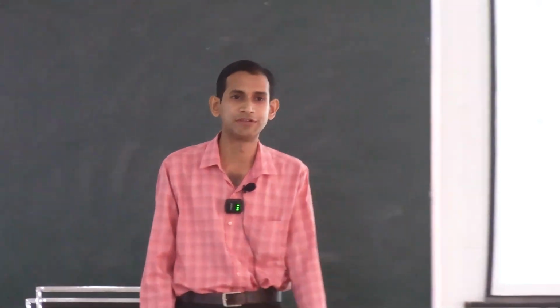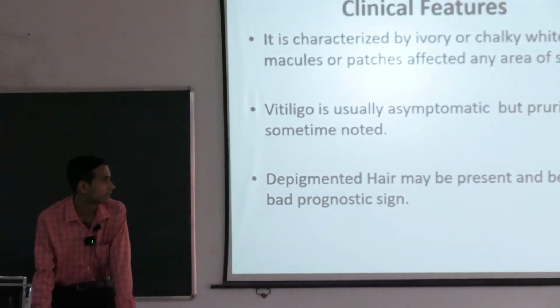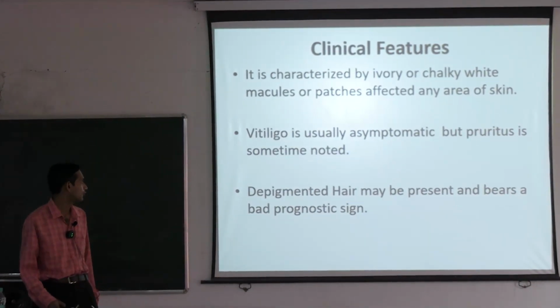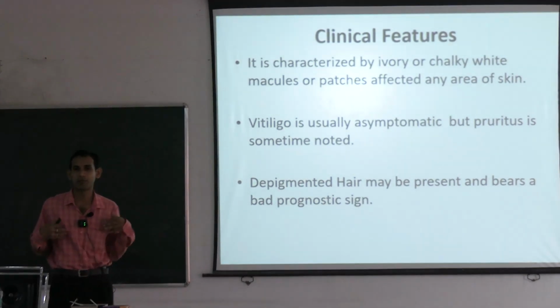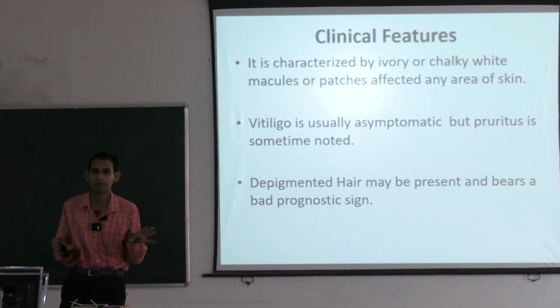Now coming to the clinical features. How will it present, okay? Vitiligo is characterized by ivory or chalky white macules or patches affecting any area of the skin. Any area of the body can be affected, from head to toe.